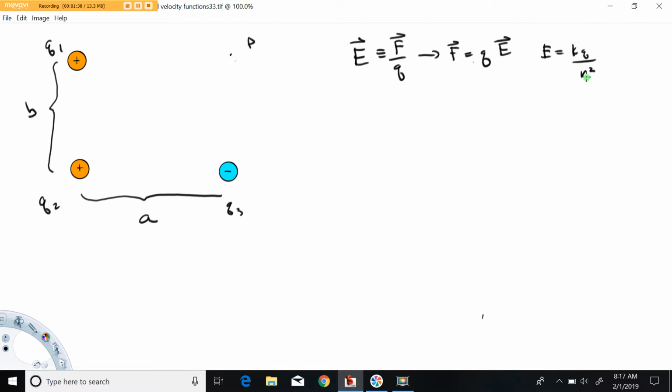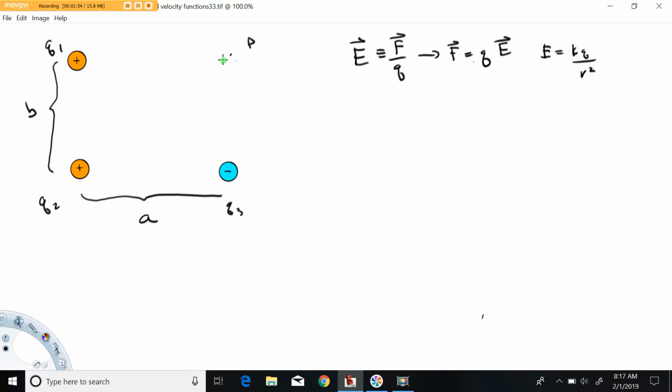This gives the magnitude of the field due to a point charge. The electric field points away from the charge creating it if that charge is positive, and towards it if it's negative. So we'll use this a little later in the video to find the electric field at that point.